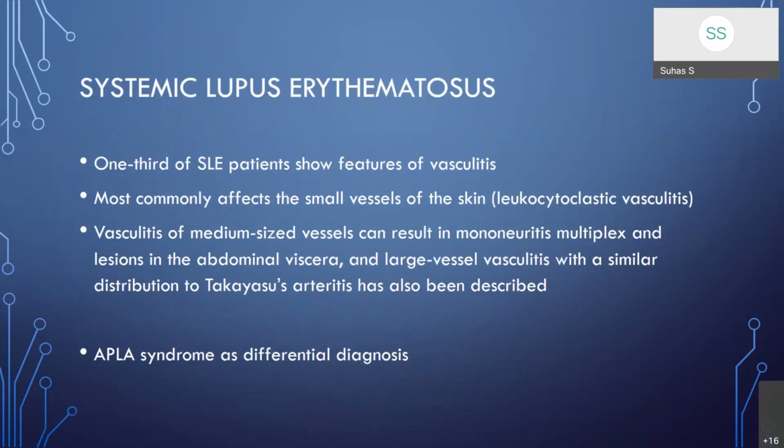Coming to SLE, nearly 30% of the patients with SLE show features of vasculitis, and most commonly small vessels of the skin are involved. If medium vessels are involved, it can lead to mononeuritis multiplex. And if abdominal viscera and large vessels are involved, we see a picture similar to Takayasu arteritis. And we should also keep in mind that APLS can also present in a similar way, and this should be considered as a differential diagnosis.